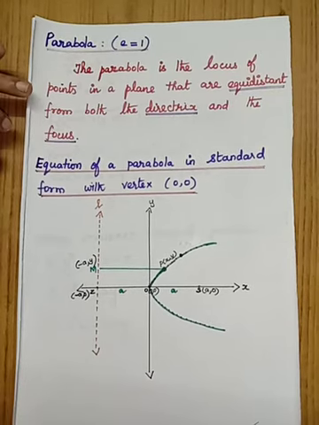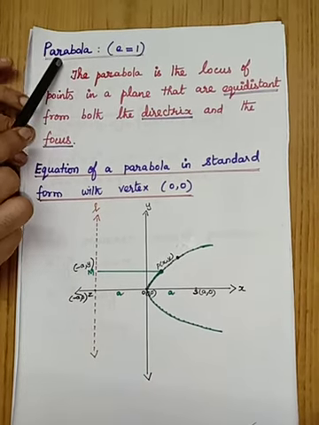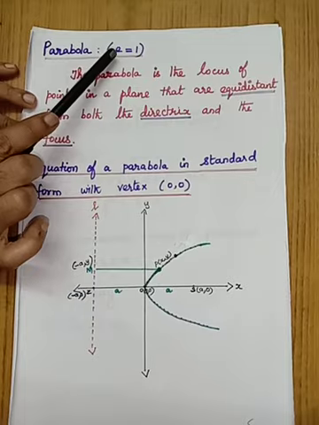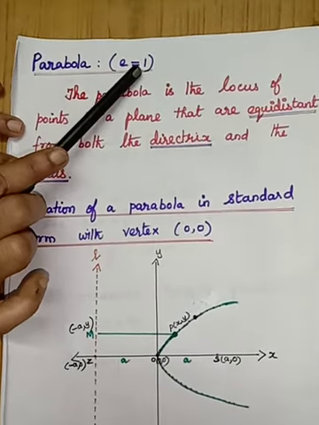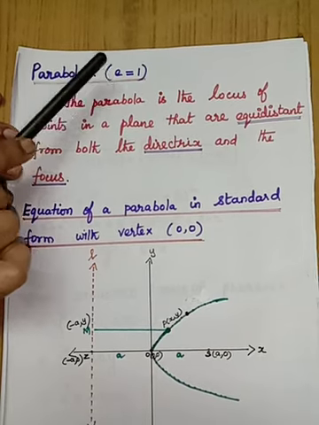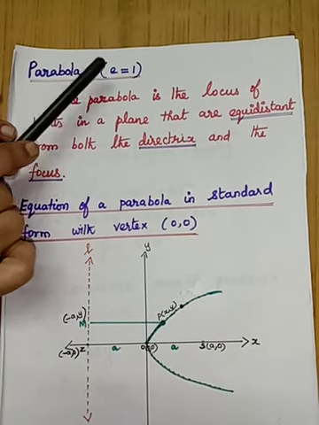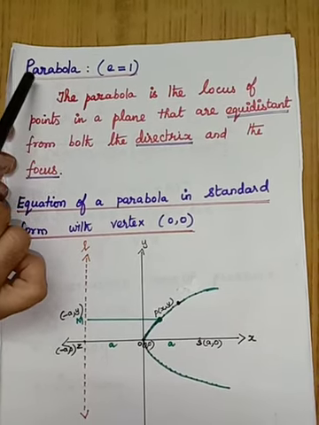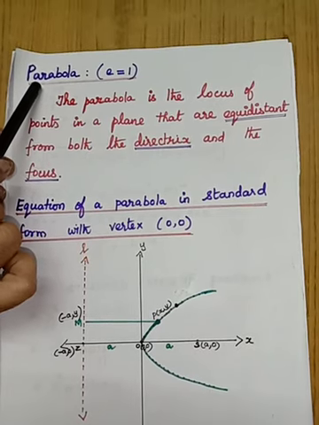Students, today's topic is the parabola. We know the result e is equal to 1 for the parabola. e is called the eccentricity. When e is equal to 1, the conic is nothing but the parabola.